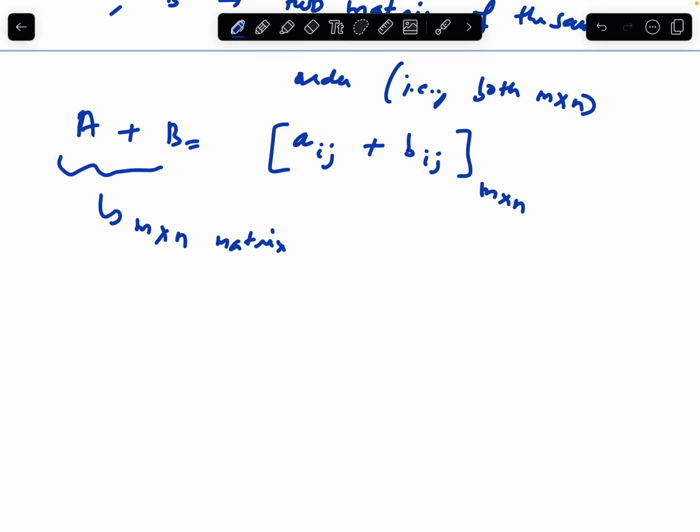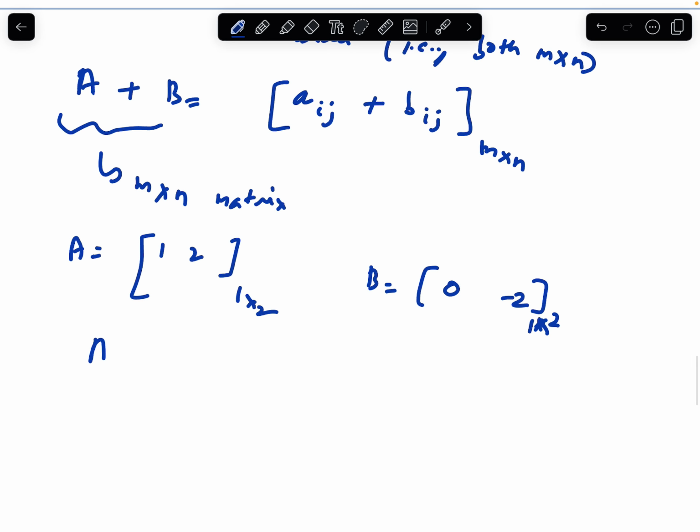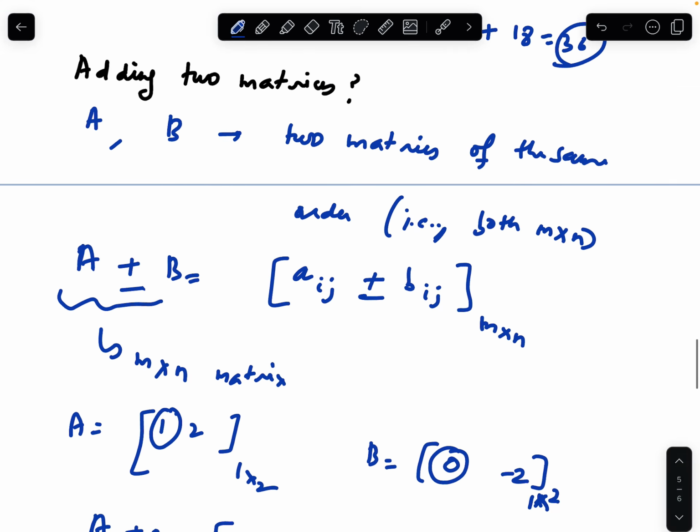Let's see this through an example. Suppose A equals 1, 2. So it's a 1 by 2 matrix. And B is equal to 0, minus 2. This is also a 1 by 2 matrix. One row, two columns. So what is A plus B? It will also be a 1 by 2 matrix. Add term by term. So 1 plus 0, 1. 2 minus 2. That's it. So this is addition of matrices. Similarly, we can define subtraction of matrices, right?